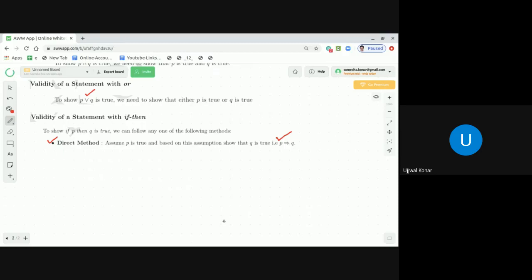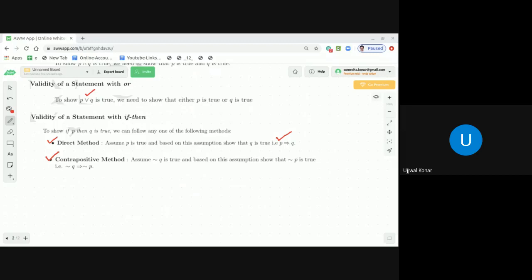The second one is the contrapositive method. Assume that not Q is true and, based on that assumption, show that not P is true. That means not Q implies not P. So that is the second way to show that if P then Q. And the third one is the contradiction method.